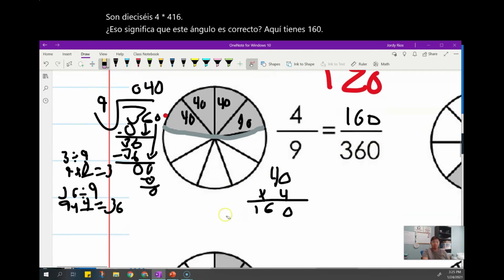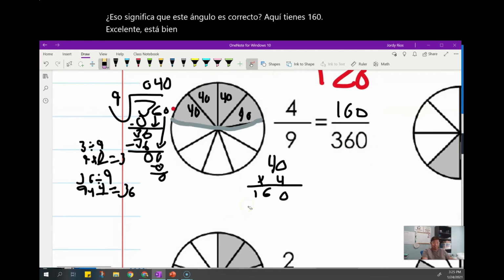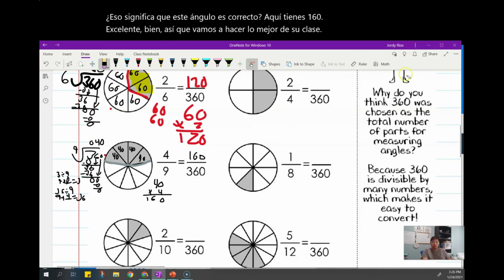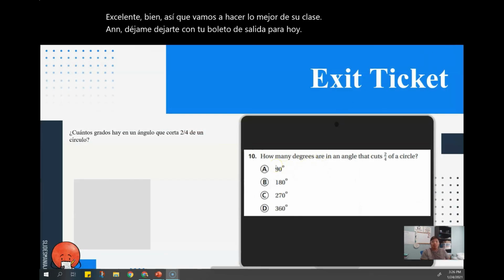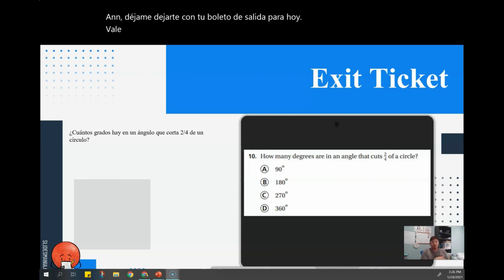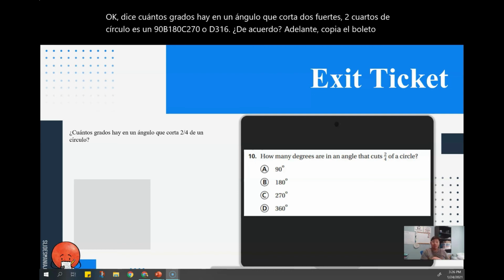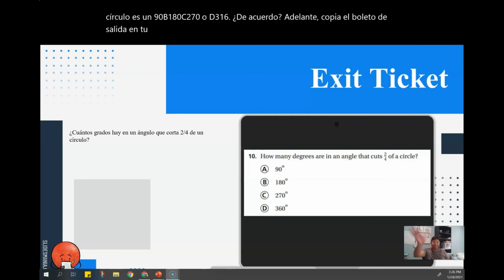Excellent, okay. So we're going to do the rest in class. And let me leave you with your exit ticket for today. Okay, it says, how many degrees are in an angle that cuts two fourths of a circle? Is it A, 90, B, 180, C, 270, or D, 360? Okay, go ahead and copy down the exit ticket in your notebook, and I'll see you next time. Have a great day. Bye.